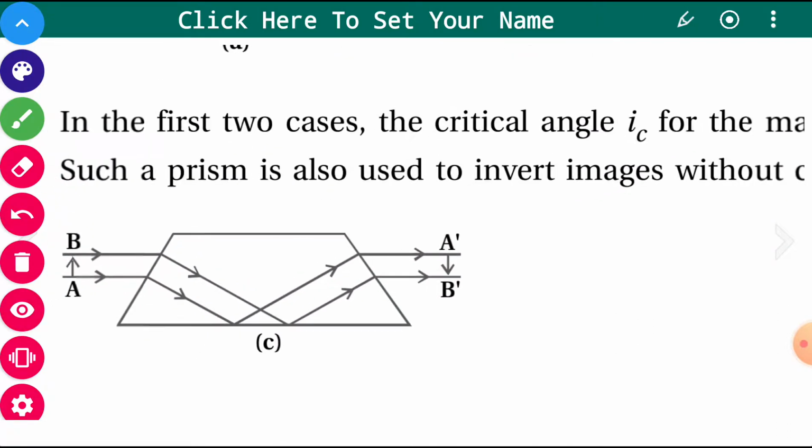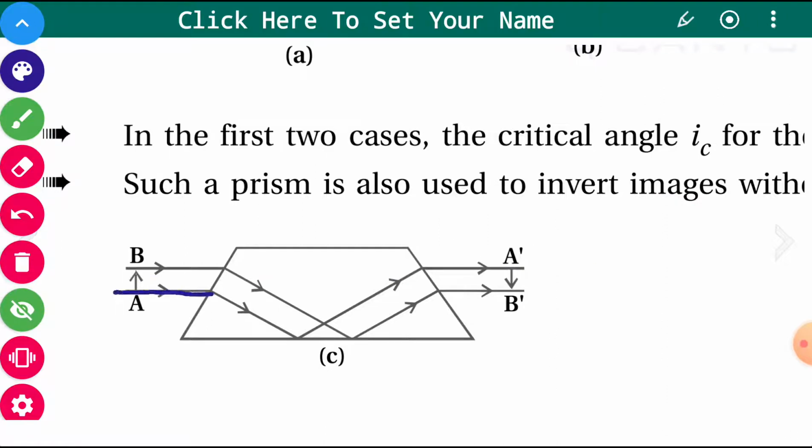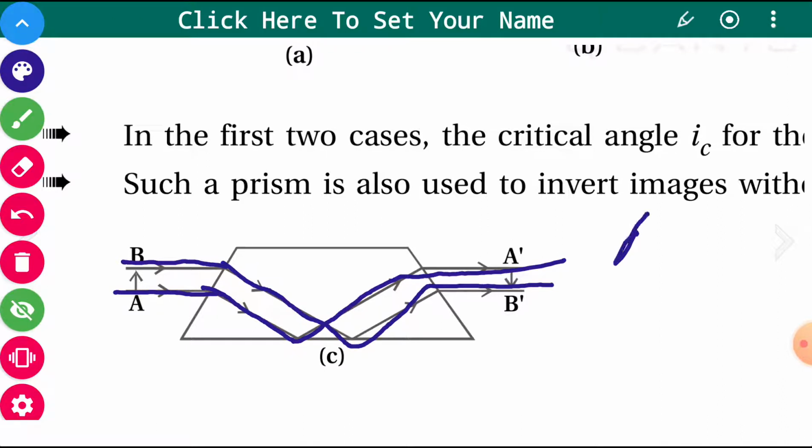Okay, this is the incident ray which is going in this particular direction. Then it is reflected and it is going in this direction. Now this is another ray. So it is falling here and it is giving you the image here, which is A prime B prime. Here it is BA. So the image is inverted.